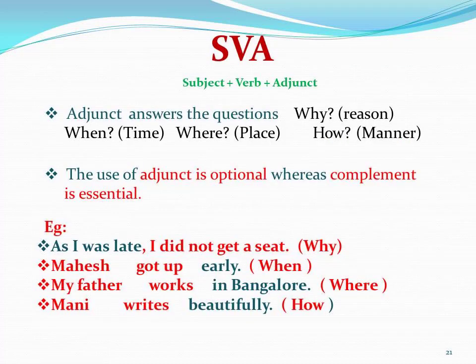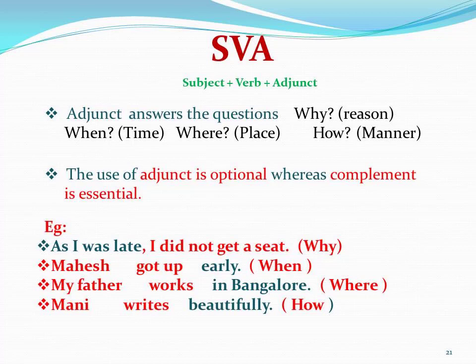The next pattern is the SVA pattern, that is subject plus verb plus adjunct. Adjunct answers the questions why, that is reason; when, which refers to time; where, which refers to place; and how, which refers to manner. The use of adjunct is optional, whereas complement is essential.